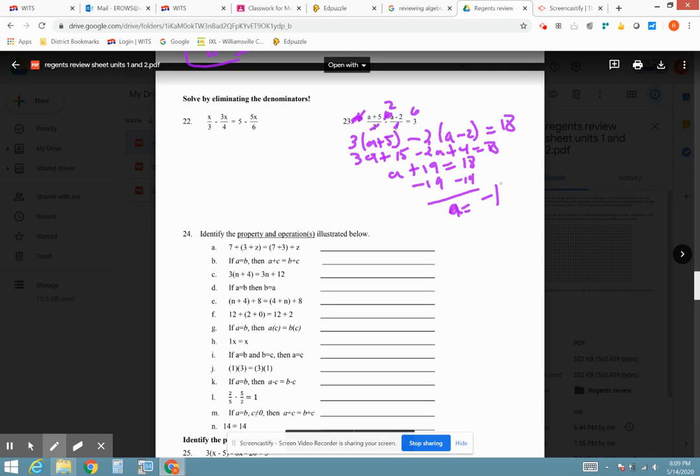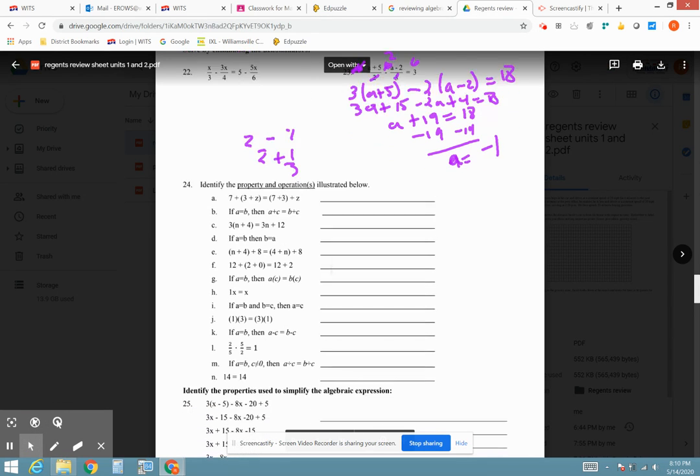And I get -1. So let's just check it and see if it would work. -1 plus 5 is 4. 4 divided by 2 is 2. -1 minus 2 is -3, divided by 3 is... It doesn't work. Oh no, it'll work. -1 minus 2 is -3, divided by 3 is -1. And -1 is really 2 plus 1, which is 3, which is what we're supposed to get. So that works. All right, properties.